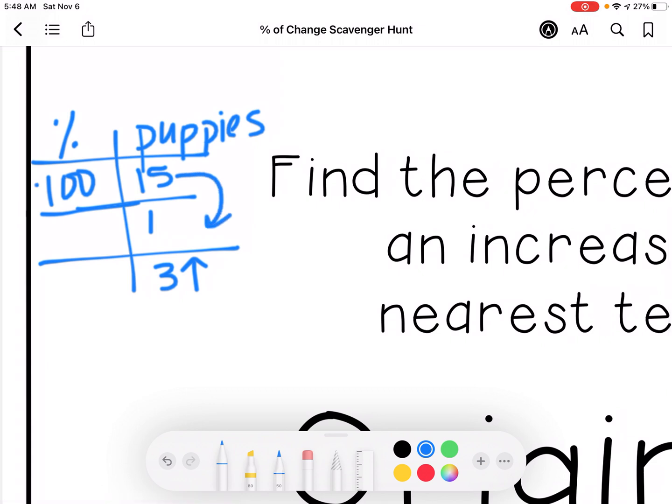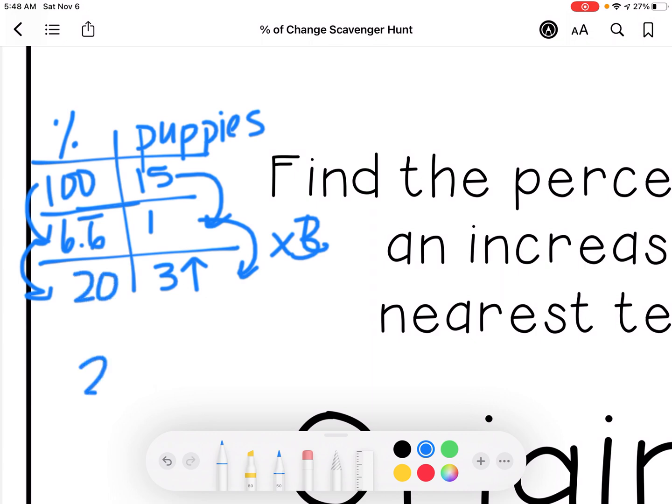So I divide by 15. And in my calculator, I'm going to do 100 divided by 15, and I get 6.6 repeating. From there, I'm going to leave that in my calculator and multiply by 3. And I get 20. So it's a 20% increase.